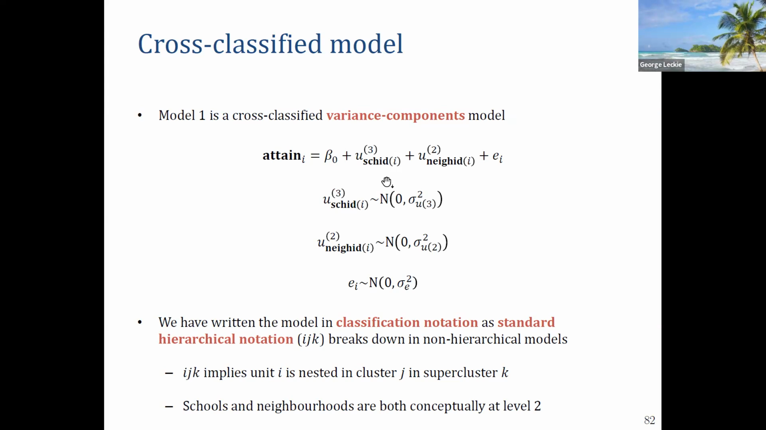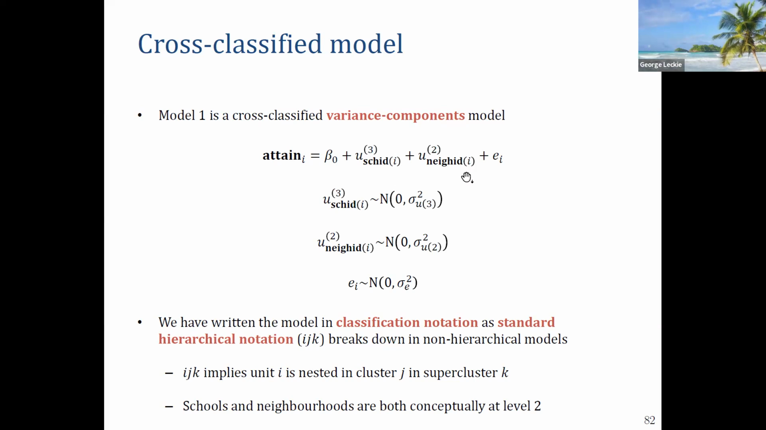So the idea is if you plug in i, the student number, this function returns the school number. So that would then tell you which school that student went to. And if you plug in the value i here, this mathematical function returns the neighborhood that child goes to. Okay, that's how you read the notation. So this here is the neighborhood random effect for the neighborhood that student i attended. Okay, that's the notation they use.